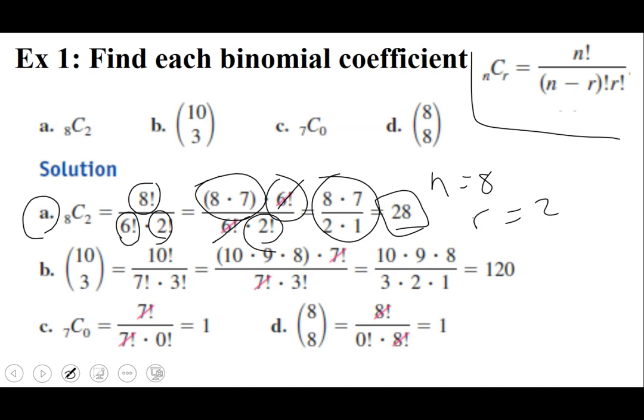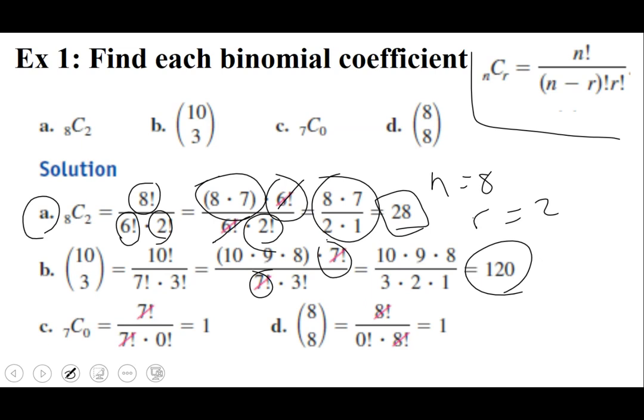If you were to look at 10 factorial, you could take out a 7 factorial, then reduce that with the 7 factorial on the bottom. All you would be left with on the top is 10 times 9 times 8. All you would be left with on the bottom is 3 times 2 times 1. If you then went ahead and simplified that, you would get a final answer of 120.